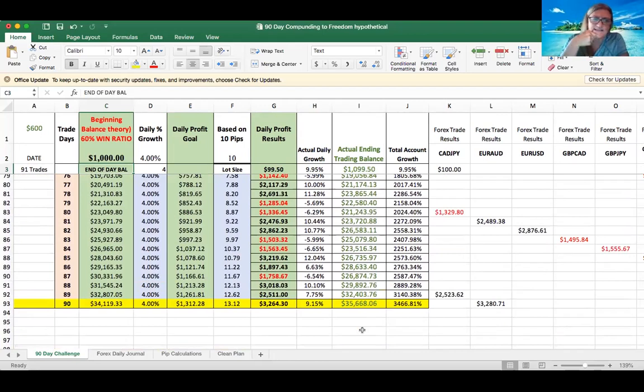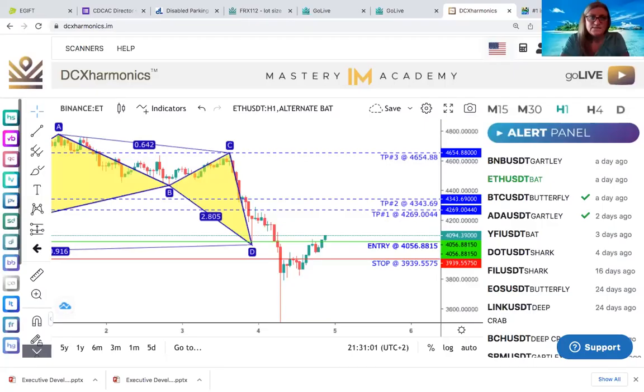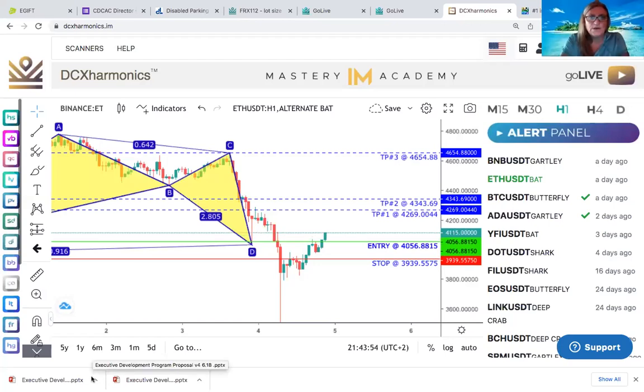I'm not sure that that's accurate on $1,000. It might be for 4%, turning $1,000 into $34,000. So this is just a really interesting way to grow your account. But it does take discipline, it takes consistency, and it takes a great mindset, because you have to be able to take the losses with the wins.